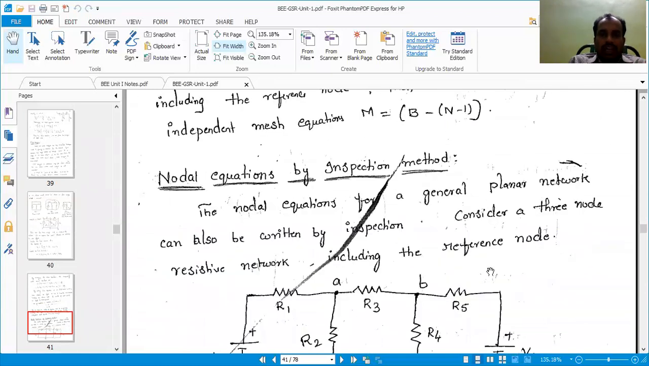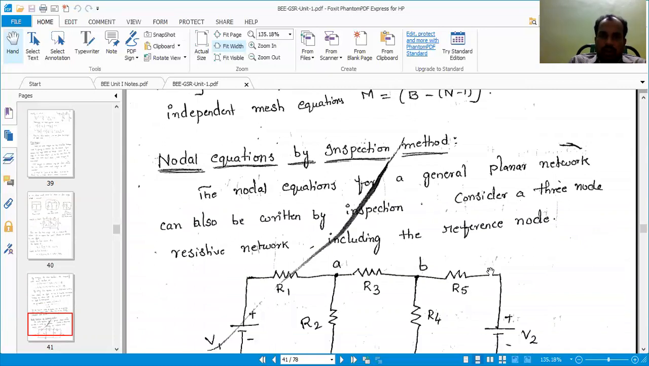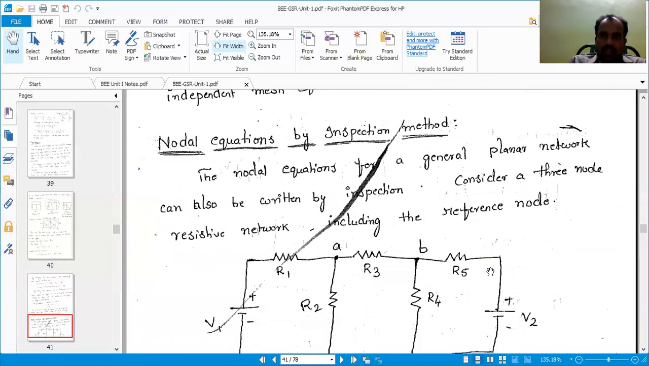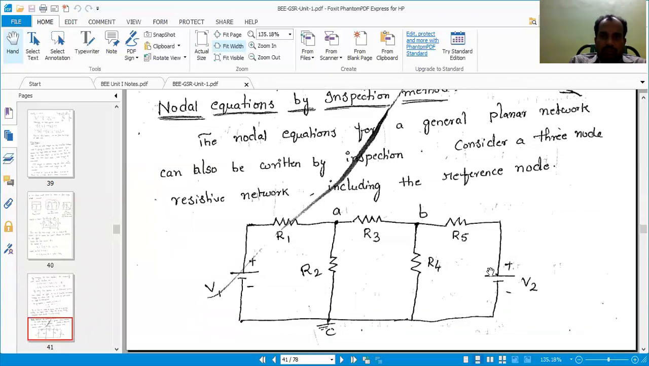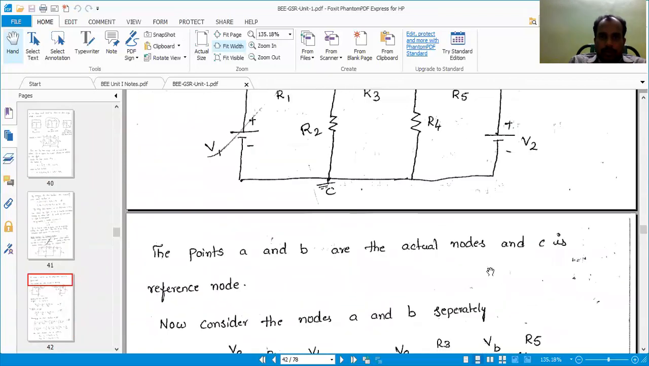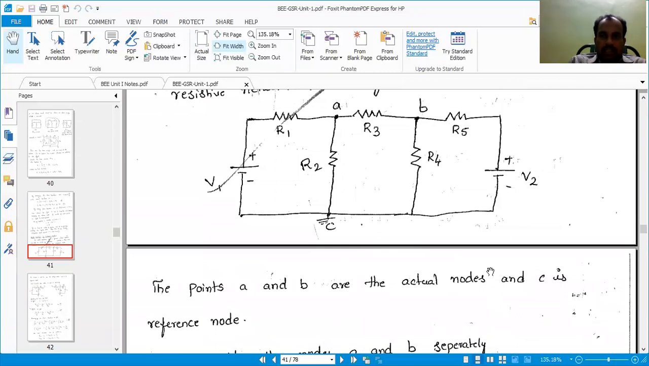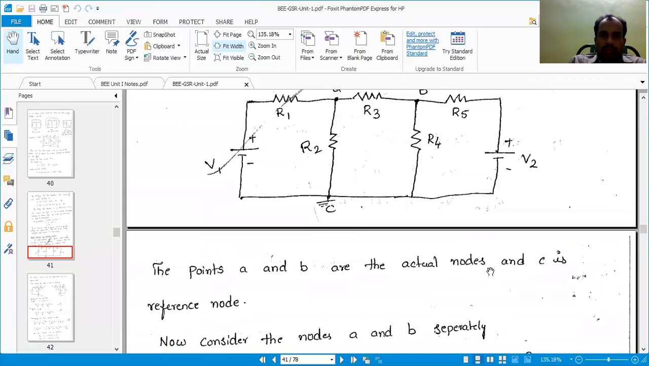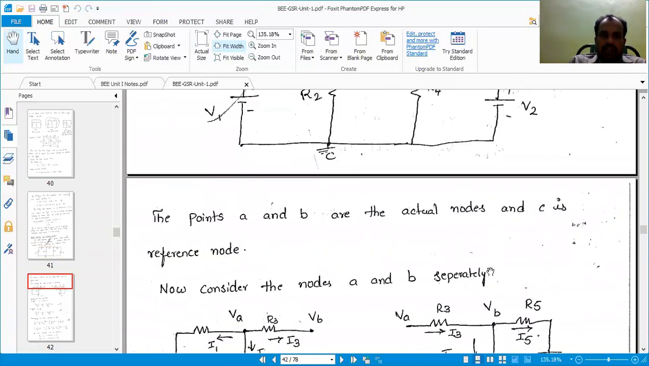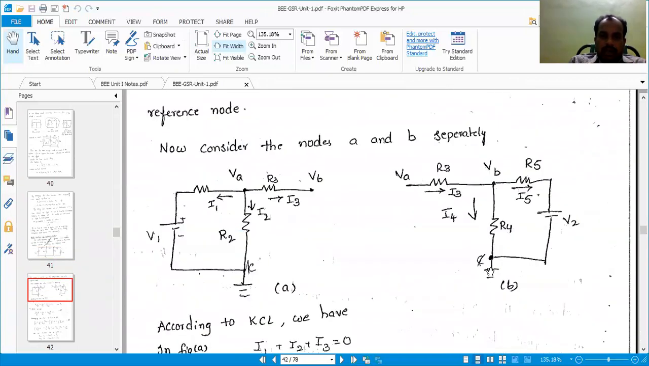Nodal analysis by the inspection method. The nodal equations for a general planar network can also be written by inspection. Consider a three-node resistive network, including the reference node. The points A and B are the actual nodes, and C is the reference node. Now consider the nodes A and B separately.